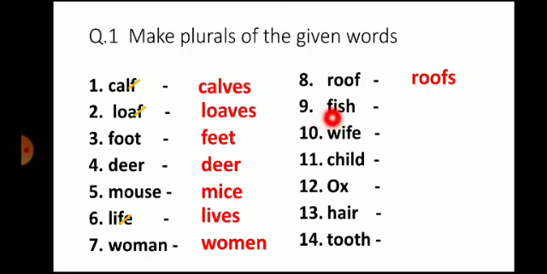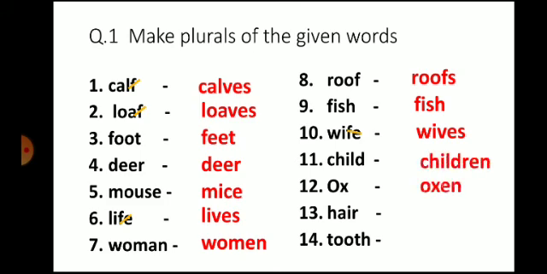Fish is same in singular and plural form. Wife, again see FE is there at the end. So FE cut and write VES. So the plural of wife is wives, W-I-V-E-S. Child, I have told you, plural of child is children. Ox, oxen, O-X-E-N. Hair, the singular and plural of hair is hair. And tooth, the inside vowel changes. So double O is changed to double E. So children, solve this exercise.